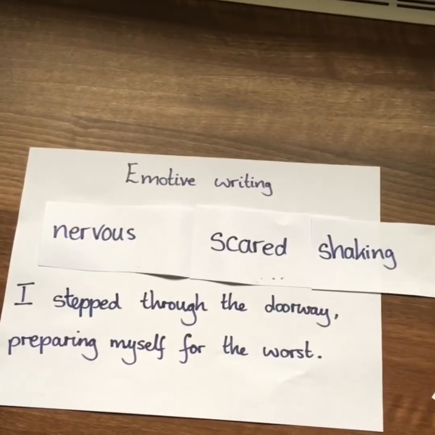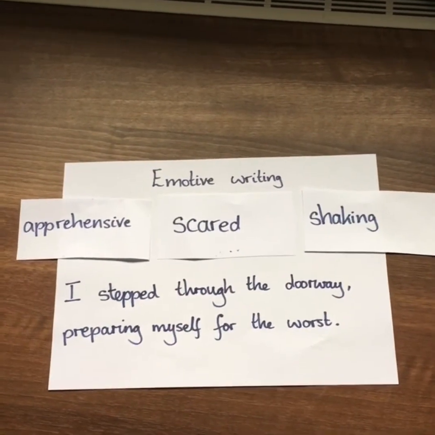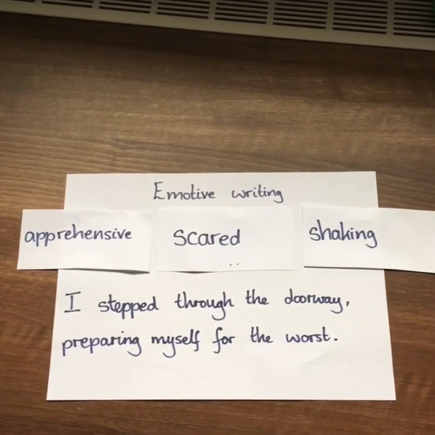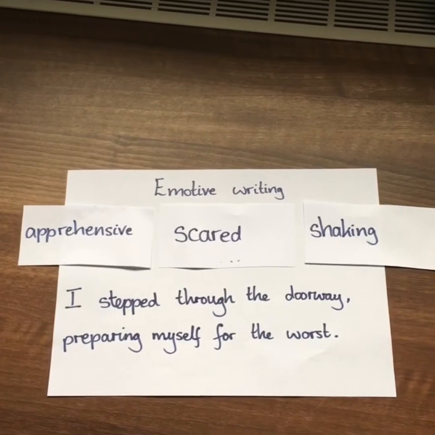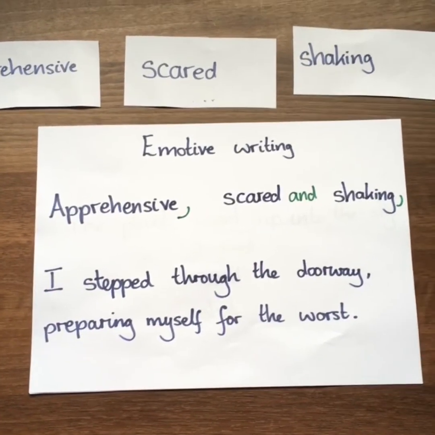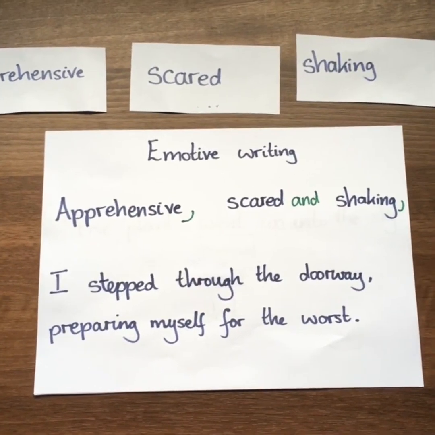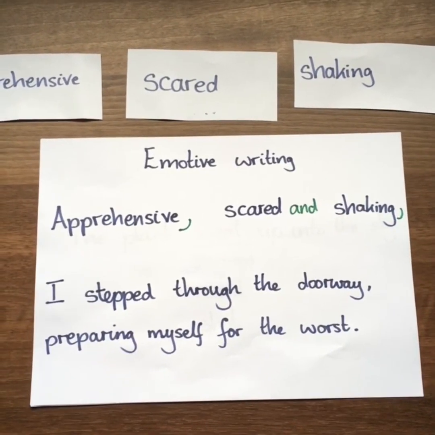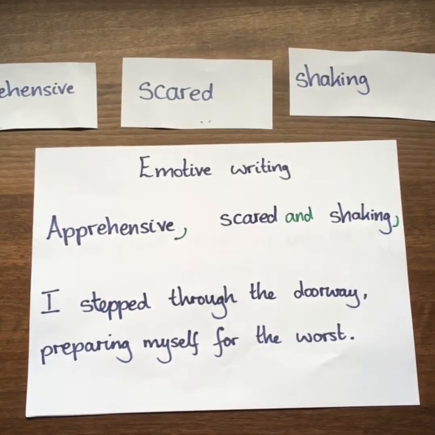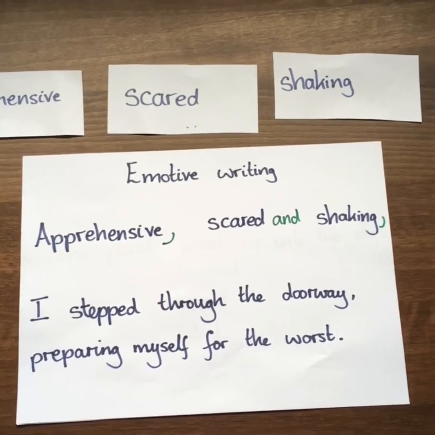Three is the maximum I'm going to put together. I've decided I quite like this sentence. Apprehensive, scared, shaking, I stepped through the doorway preparing myself for the worst. So this is my sentence. Apprehensive, scared and shaking, I stepped through the doorway preparing myself for the worst. I've included two commas and the word and to make sure my sentence is correct.